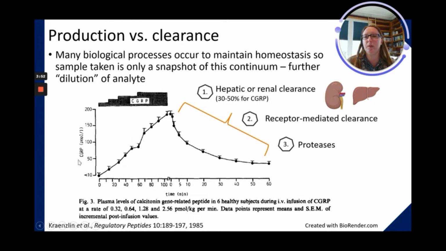If we look here at this example, where we have an infusion of CGRP into human subjects to reach steady state, as soon as that infusion is stopped, you see a rapid clearance of that CGRP from the blood. And this is caused by a combination of mechanisms, which are hepatic or renal clearance, accounting for up to 50% of the loss of CGRP from the blood, receptor-mediated clearance, and also proteases. So effectively, you have further dilution of your sample as soon as it's been produced. And so what we're looking at here is that our sample taken is only a snapshot of this continuum from production to clearance.